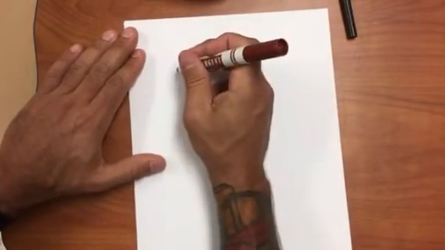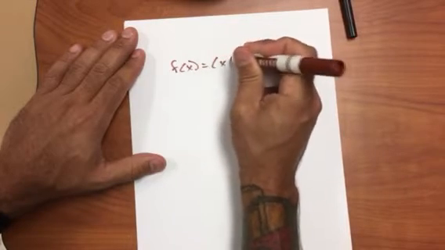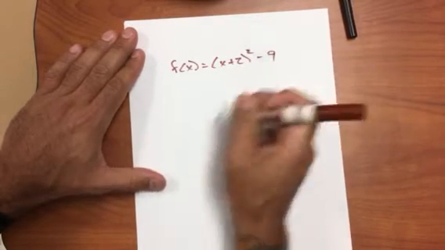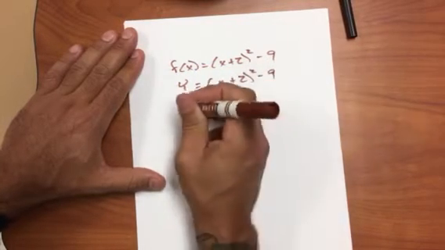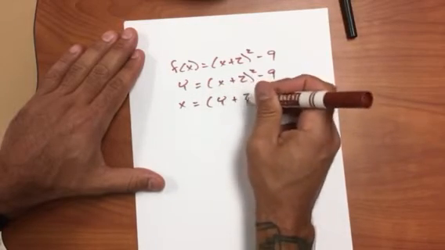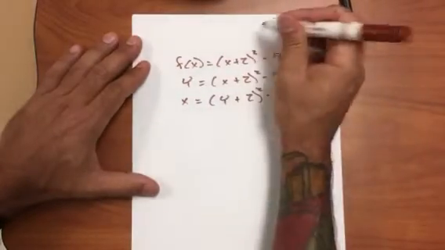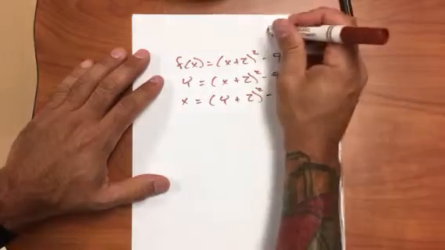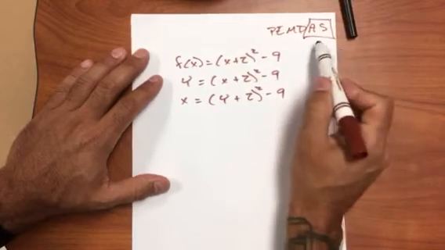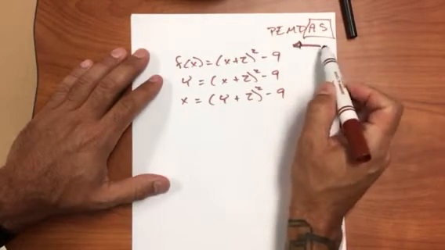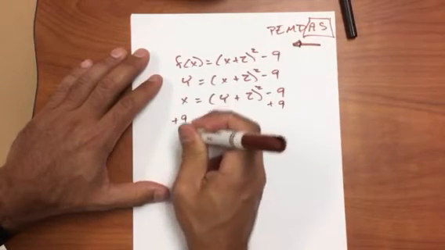Let's do one that's a little bit harder. First, replace it with y, switch the x and y. Now I have to solve it. Remember that our order of operations is PEMDAS. So I've got to get rid of addition and subtraction first, because when we're solving, we go in the reverse order. So I'm going to add this 9 first.